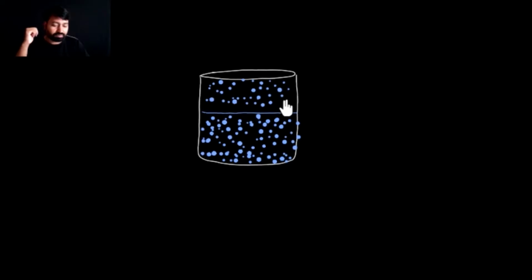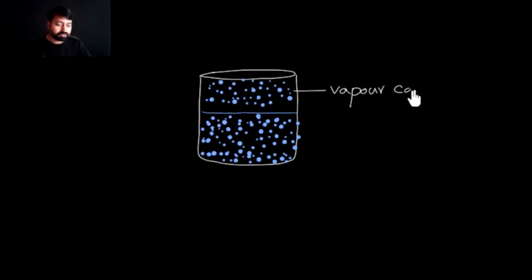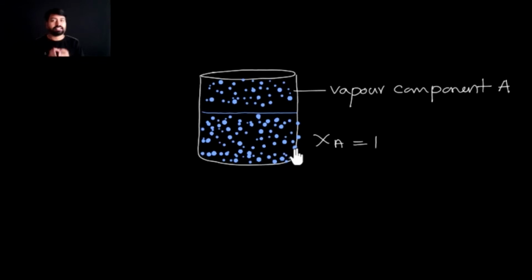These are the vapor molecules, or let me write here the vapor of component. I will term it as component A. Now the mole fraction of component A, because it is a pure component, is given as 1. Why 1? We know that the sum of all the components present in a solution is equal to 1, but here only one component is present, and because of that the mole fraction of component A is equal to 1, because other components are taken as 0.